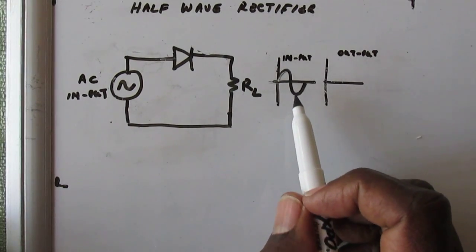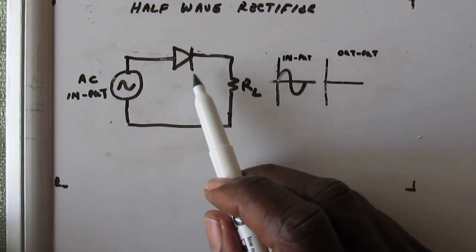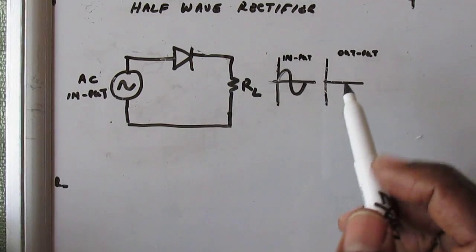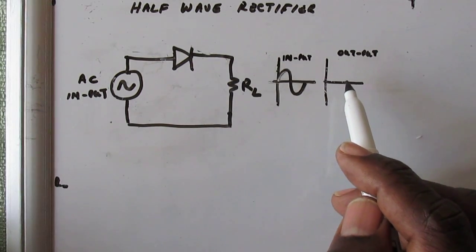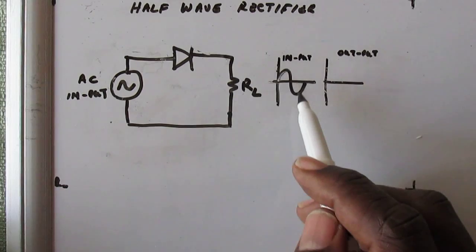What we want to do is observe and analyze the operation of the half-wave rectifier to see what the output will look like, what will be the result of the output based on this input.